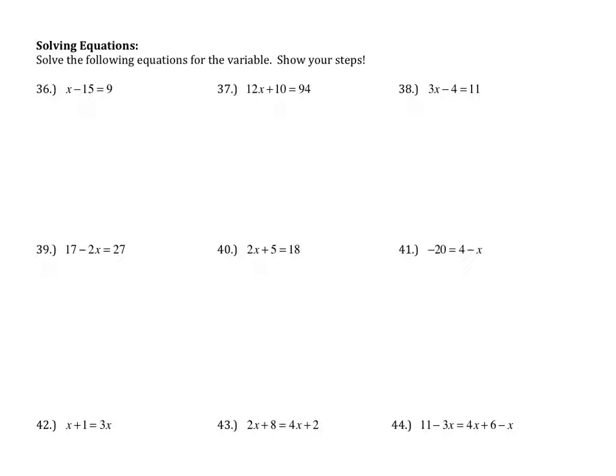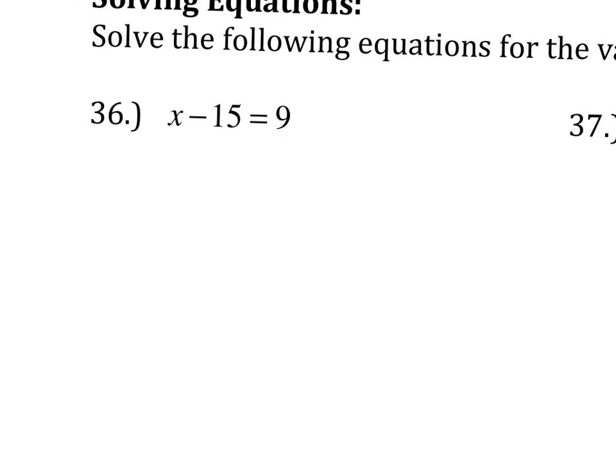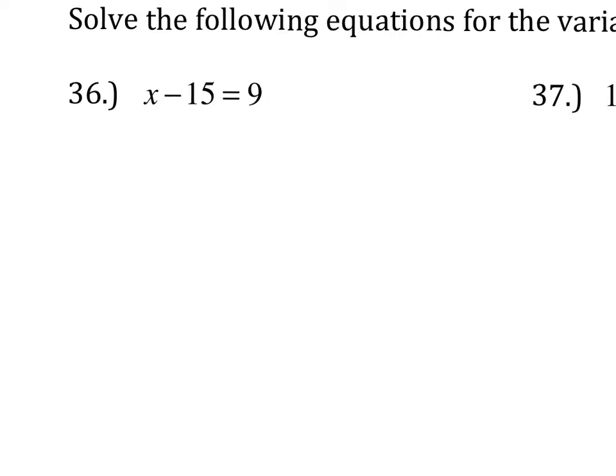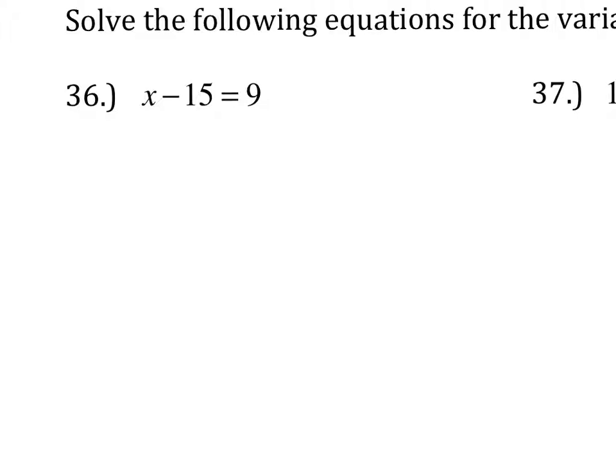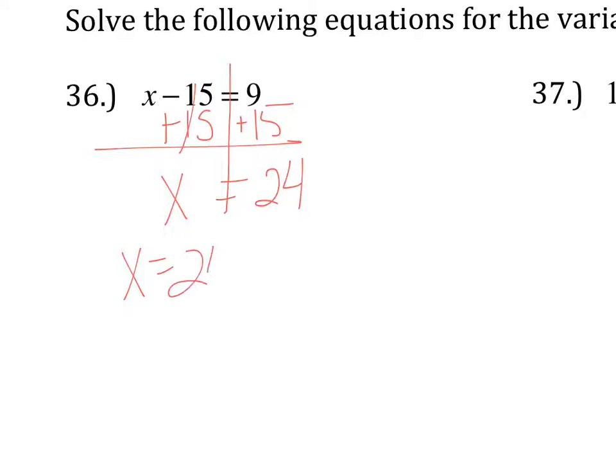All right, on page 25, there are a bunch of different problems, and I'm not going to go through all of these. I'm just going to pick and choose. We'll start with number 36, and again, we're solving for the variable and showing work. So 36 is a basic one. x minus 15 equals 9. We're going to start by adding 15 to both sides, and x will be by itself. 9 and 15 will give us 24. So x is equal to 24.